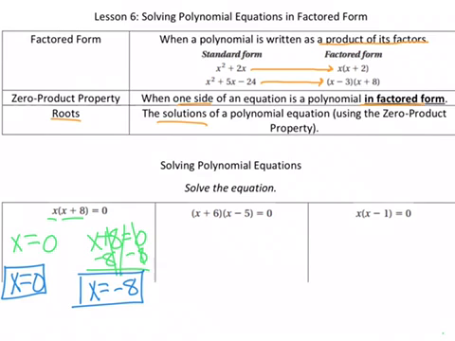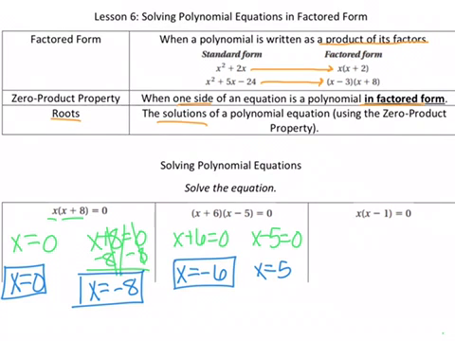So for the next one, we already have it set out for us. We set each factor equal to 0. So we separate them. We have x plus 6 equals 0, x minus 5 equals 0, and then we solve. Hopefully you can get to the point where you're doing it in mental math, but these are the answers we would get. When we subtract 6 over, it'd be a negative 6, and when we add 5 over, we get a positive 5.